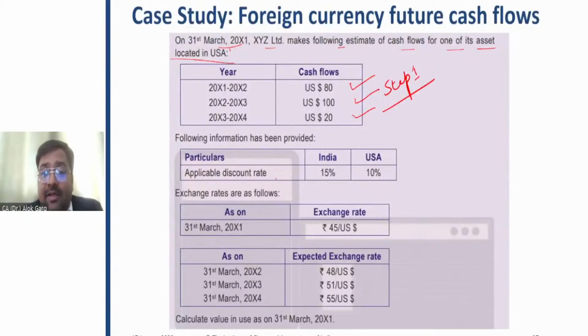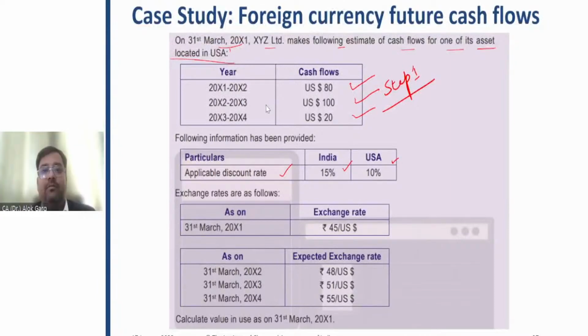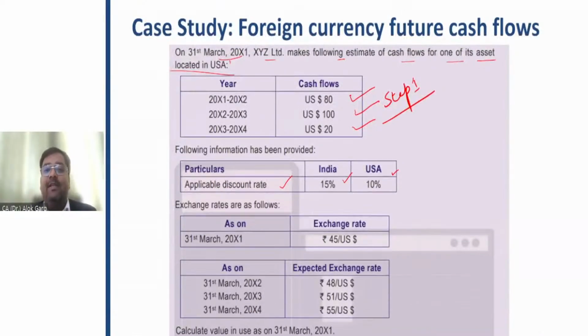Second step. So guys, the discount rate is given in INR and US dollar. So guys, which discount rate should we opt for? India or USA? Which discount rate are we supposed to opt for? 15% or 10%, guys? Yes, 10%. Perfect.